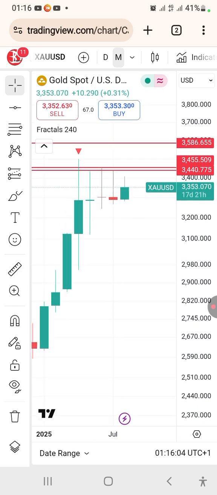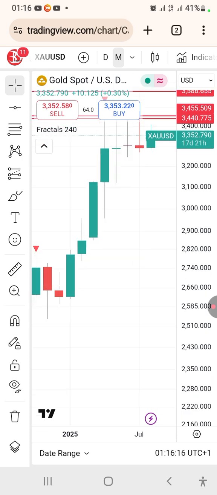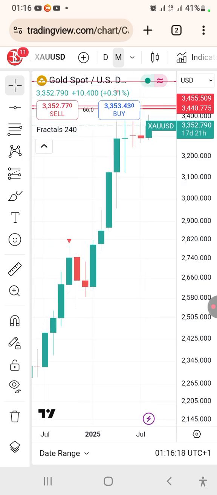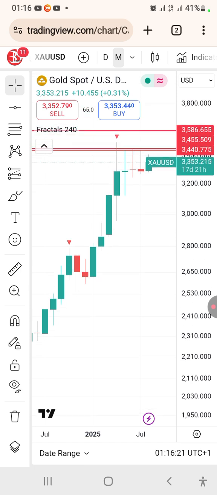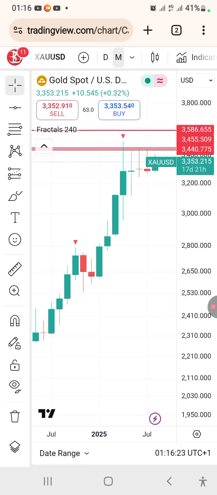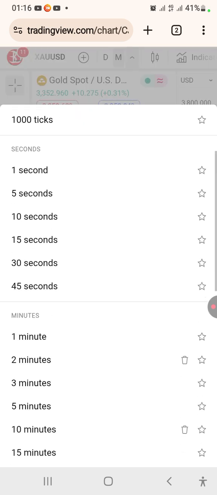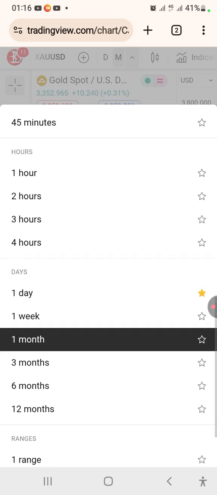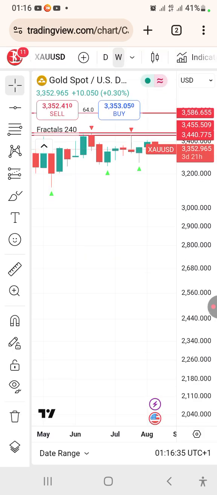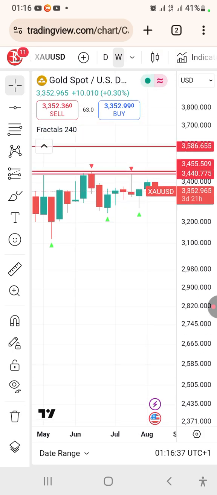Now the question is, where do I now buy? Where you are going to buy, you move on to a lower time frame, because right on this we can only see our resistance. Now let's move on to a lower time frame.